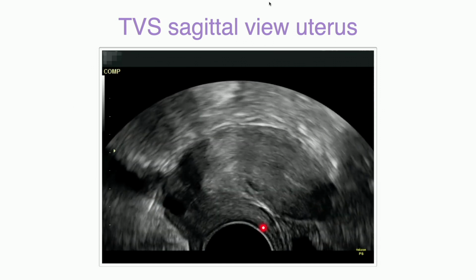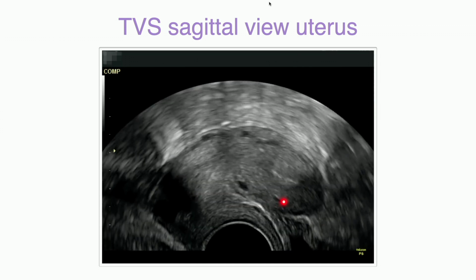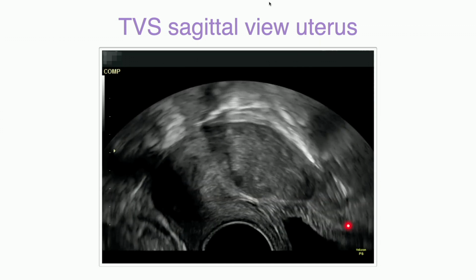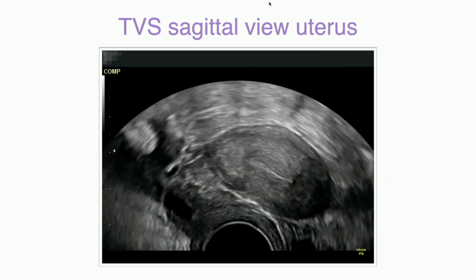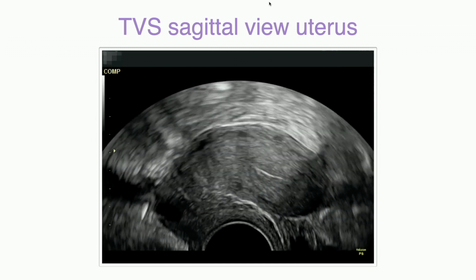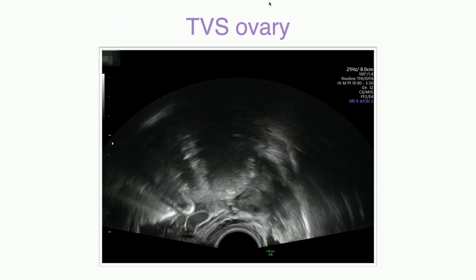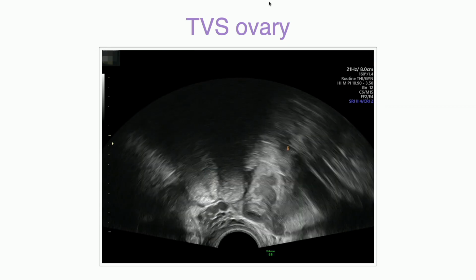Very close to the transvaginal probe, we see the cervix and the uterine body. To the right, we see the urinary bladder. In the midline of the uterus, we see the white hypoechogenic line, the endometrium. When you move the transducer to the left or to the right, you will find the ovaries on both sides.